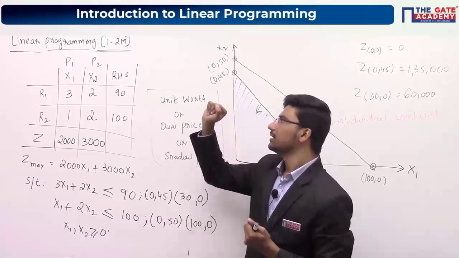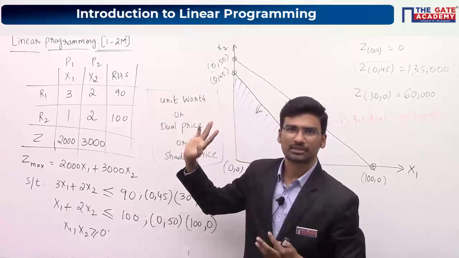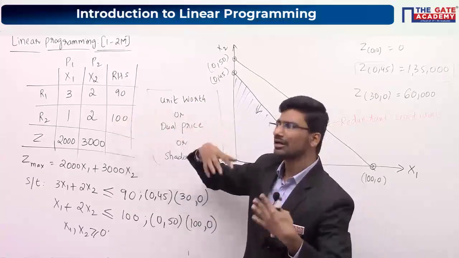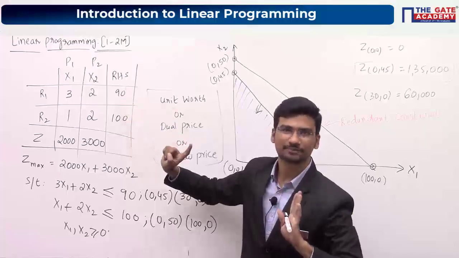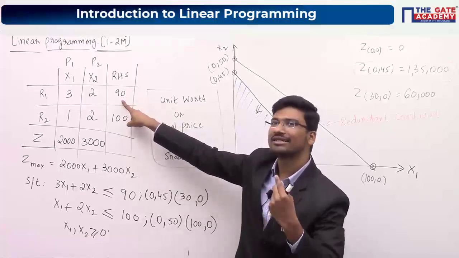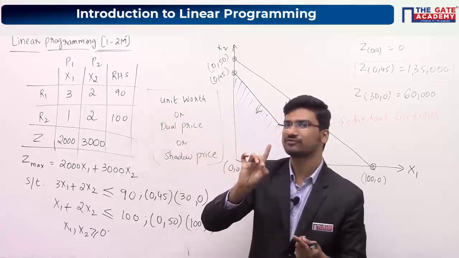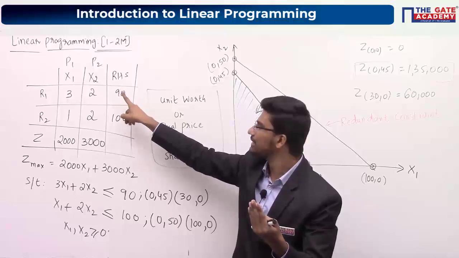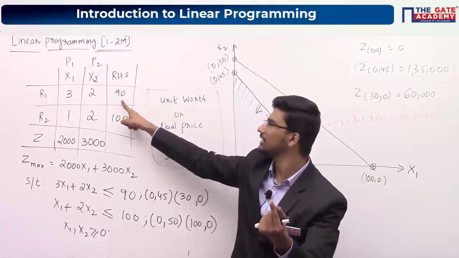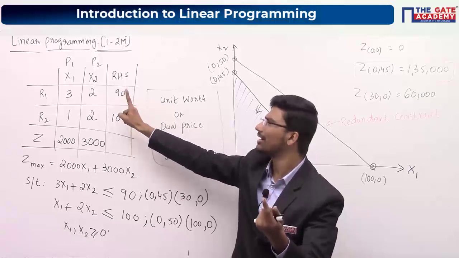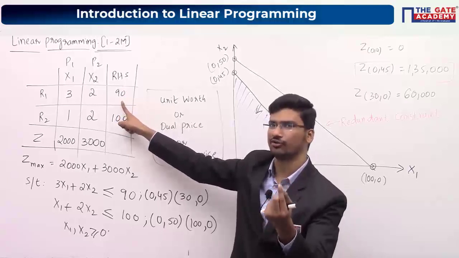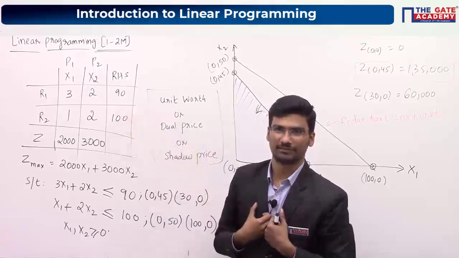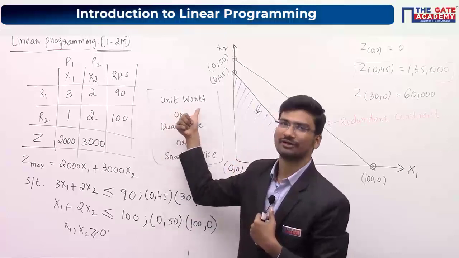So let us say unit worth of the first constraint. In the question they are asking us to find the unit worth of the second constraint, that is resource R2, but let us calculate for the first constraint first. Unit in the sense 1. The meaning of unit worth is, if I increase my resource R1 by 1 unit, initially it is 90 kgs, and I am just increasing it by 1 unit, then what is the change in my profit? That value is your unit worth.